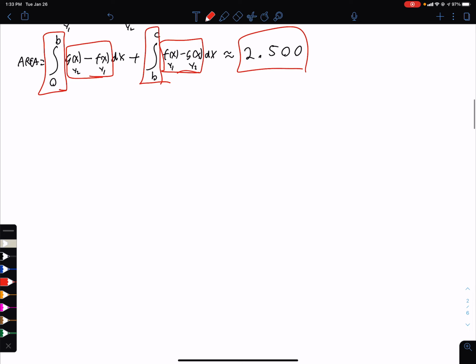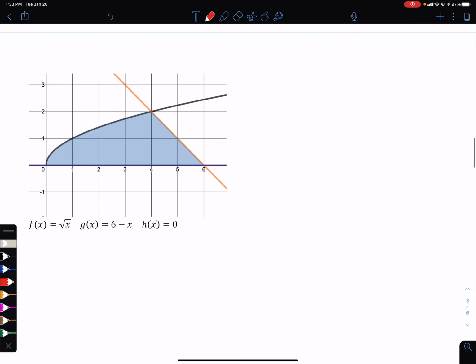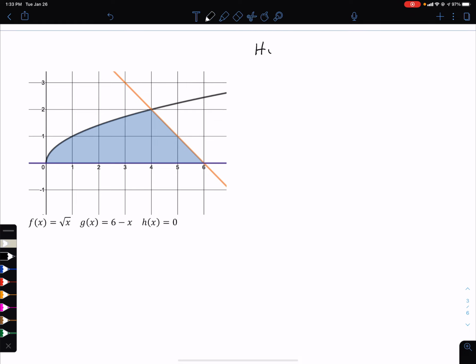All right, here's an interesting one. I'm going to ask you specifically to use horizontal rectangles.